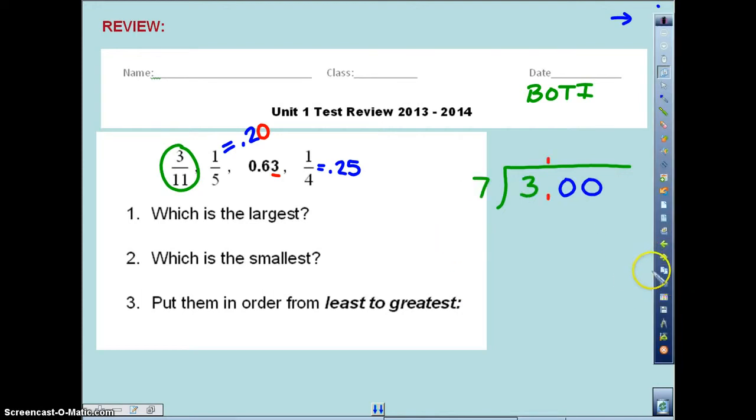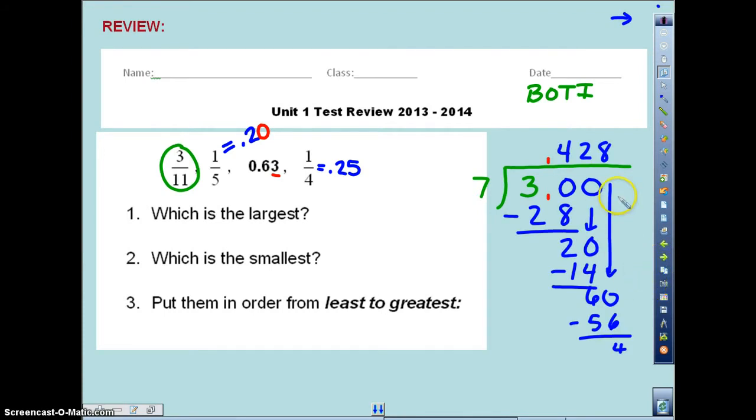Now, I want you to pause the video right here. Pause your video and show me this work on your paper. I want to see you do it. Pause the video, start it, and we'll compare our numbers. Did you get this? And did you round to the hundredths place?